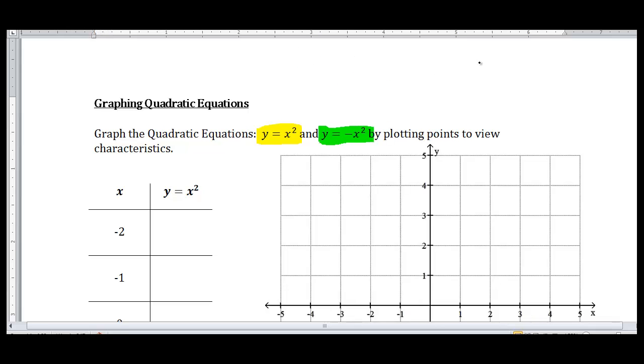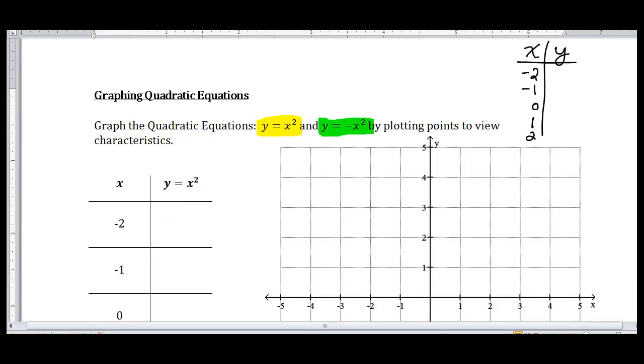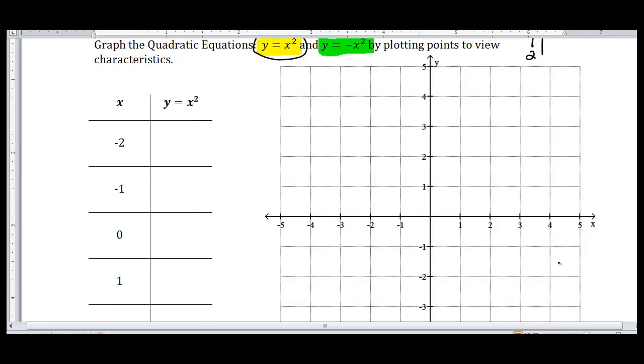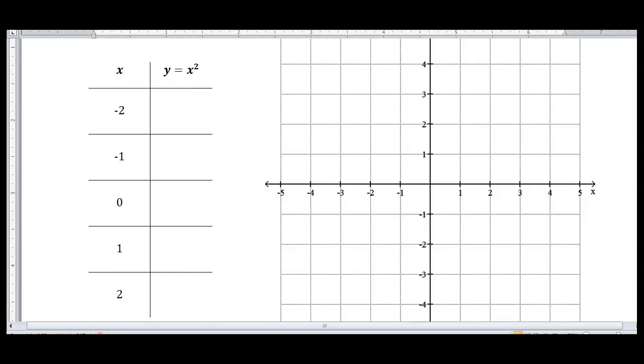You know how in Math 101, if you've taken Math 101 here at Midlands Tech, you create an XY chart when you first start learning how to graph lines, and you pick some values for x. For instance, you can pick -2, -1, 0, 1, and 2. And then you plug the values into your equation, and it'll calculate your y value. I'm going to do that for both of these equations. I'm going to start with the equation y equals x squared. I already have my XY chart right here.